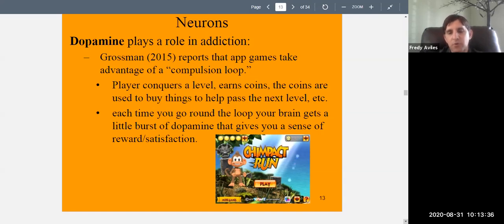And you feel good, you get rewarded again. And you keep getting this reward. You keep going on this loop. Playing, getting coins, getting rewarded, playing again, getting coins, getting rewarded again.